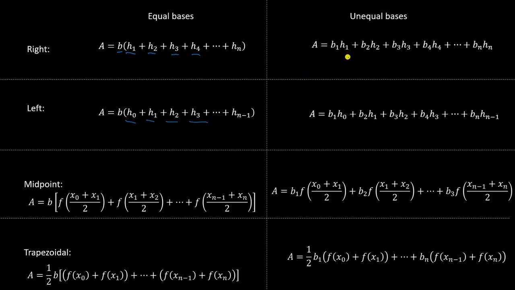However, if the bases are different, you're going to have to multiply each individual base times each individual height. For the midpoint rectangles, the height of f is going to be the average of the two x values. And then finally for the trapezoids, the area will be 1/2 times the base times the sum of the heights. These sums are called Riemann sums. Well, at least according to Khan Academy, these three are called Riemann sums, and this one is just called a trapezoidal sum. I don't really know.